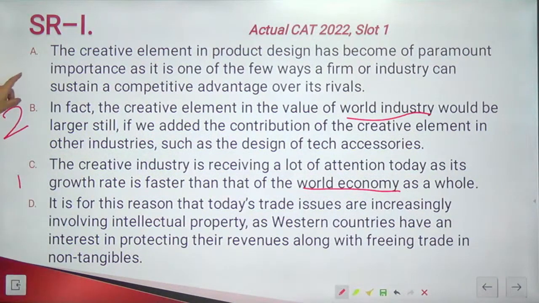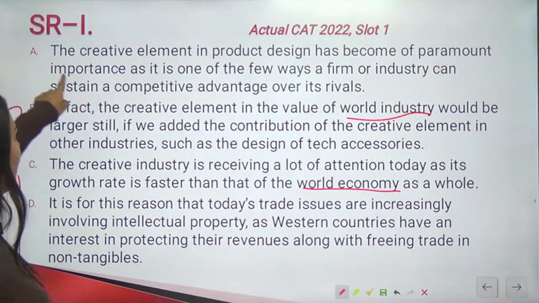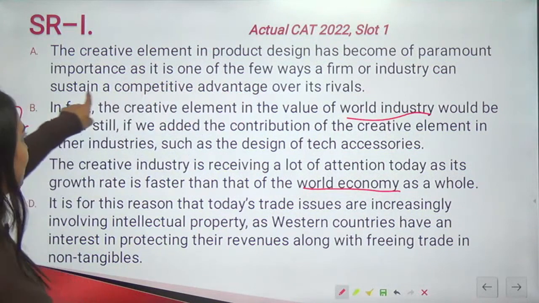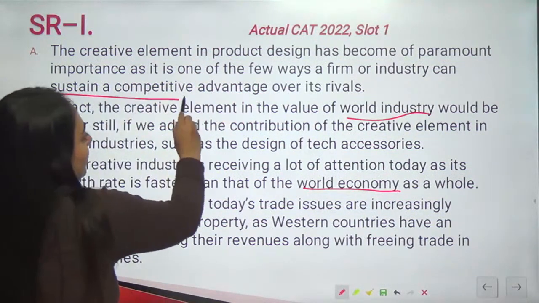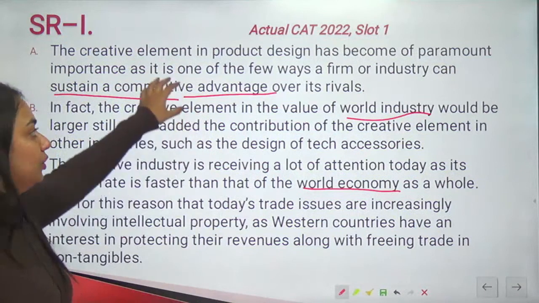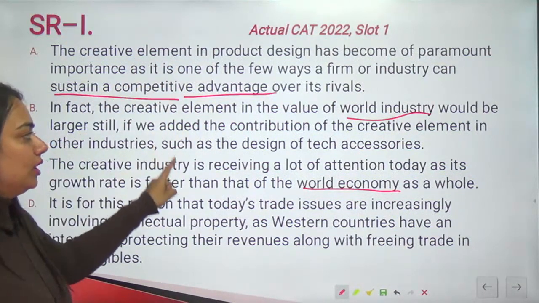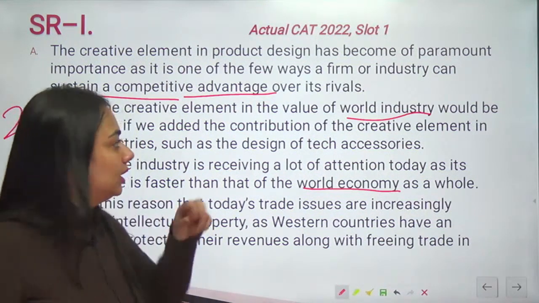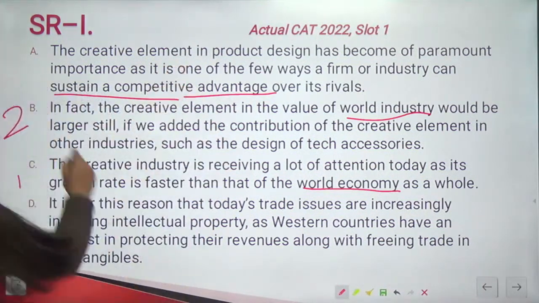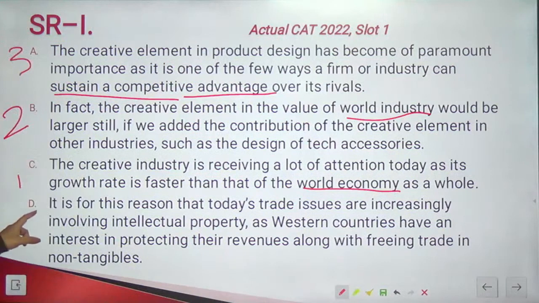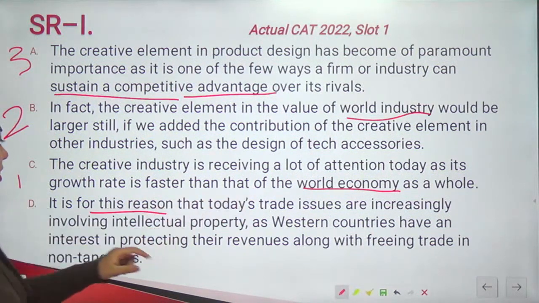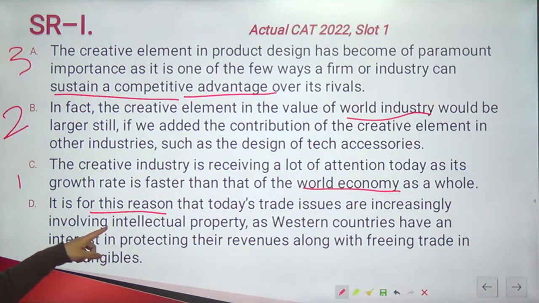Now comes the creative element in product design has become of paramount importance as it is one of the few ways a firm or industry can sustain competitive advantage over the other. Now this further explains these 2 points, that why have creative industry gained so much of popularity. It is explaining it. Now, finally, we are concluding it that it is for this particular reason that today's trade issues are increasingly involving intellectual property.